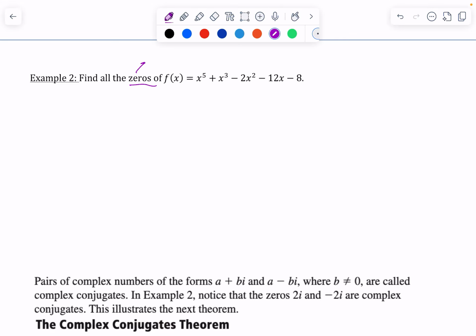So here we have another problem where we want to find the zeros. Essentially that just means find the solutions or the x-intercepts, right? Now for this particular problem, none of my traditional factoring methods are going to work because I have more than 4 terms. So here's where I need to use the rational root theorem.